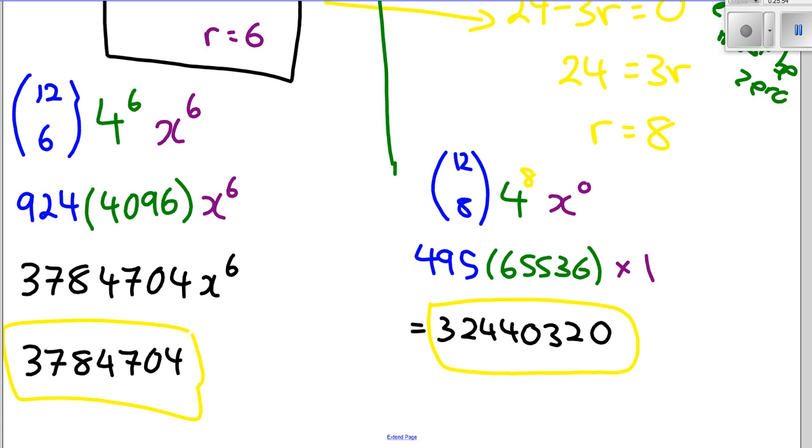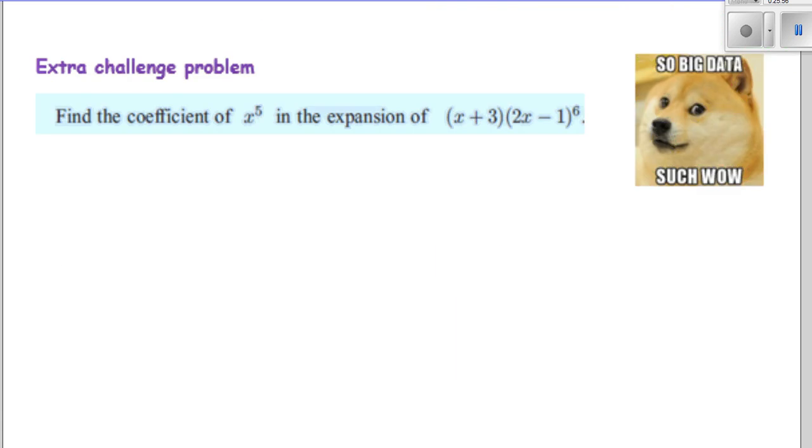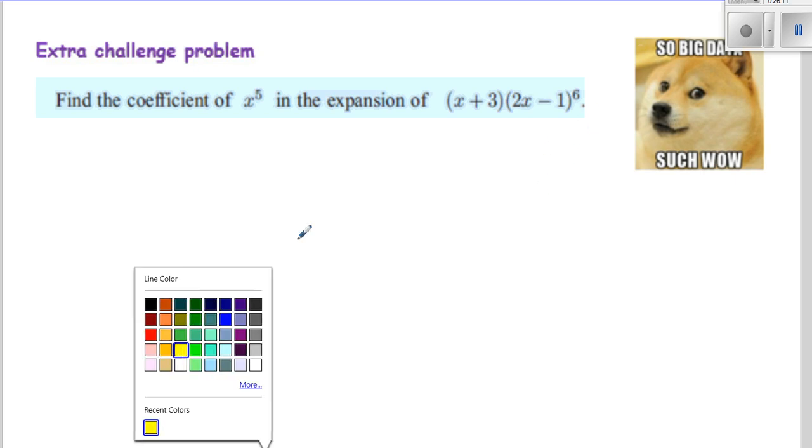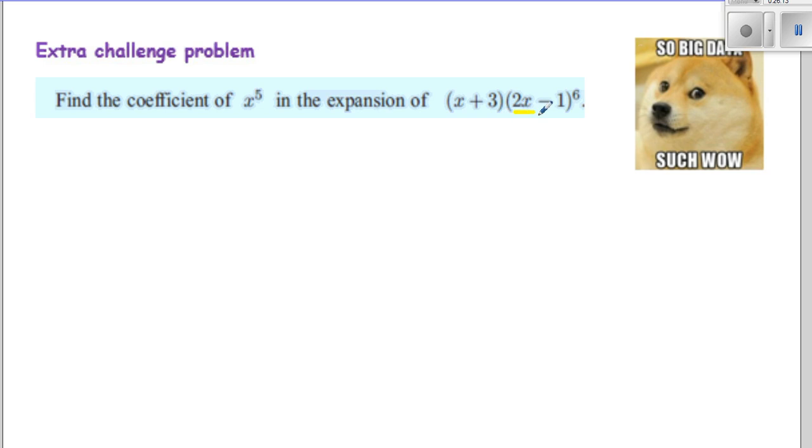Okay, so find the coefficient of x5 in the expansion of this binomial. What's different about this is you've got two terms, but notice the exponent only belongs to one bracket. Does that mean that you would just have the x plus 3 as like an afterthought? Yeah, exactly, good point. So the binomial expansion only applies to this second bracket. So you go to the x5 to the x plus 3 bit.